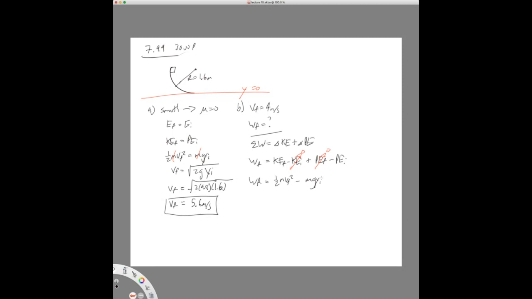Now, they gave us a mass of the block, which we didn't need for part A, but it's not going to cancel in part B because there's a left-hand side here. So we can just plug in our numbers. We have 1/2 times 3 times 4 meters per second, and we square that, minus 3 times 9.8 times 1.6. And I get negative 23. Now the units of this, when there's work done, work is a transfer of energy, so the units would be joules.